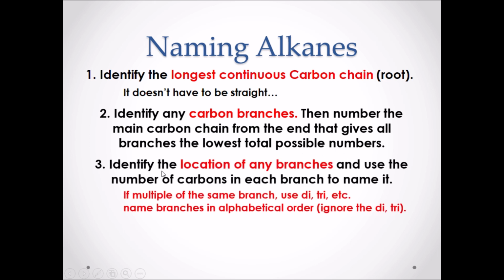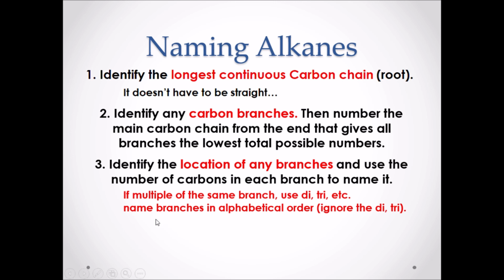Number 3, identify the location of any branches and use the number of carbons in each branch to name it. If you have multiple of the same branch on a molecule, you can use di, tri. For example, trimethyl tells us we have 3 single carbon branches.